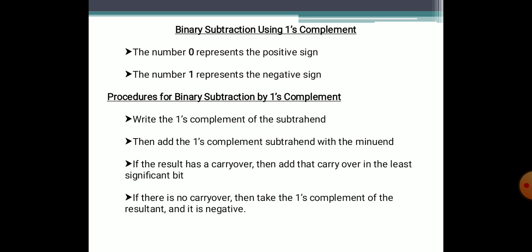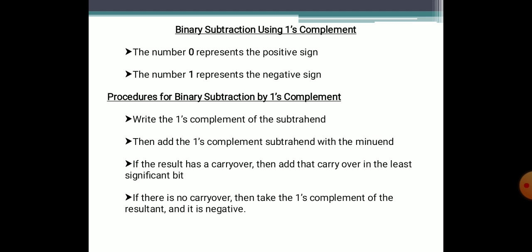Now the next one is binary subtraction using 1's complement. The number 0 represents the positive sign. The number 1 here represents the negative sign. While performing binary subtraction using 1's complement, the number 0 represents the positive sign, the number 1 represents the negative sign.